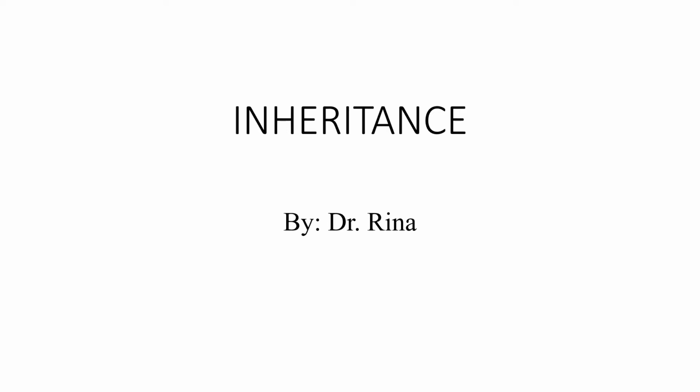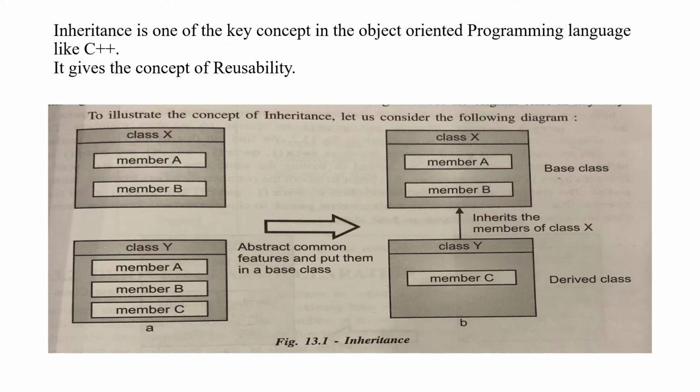So inheritance is what? It is basically a process in which we can create a new class from the existing one. Inheritance is one of the key concepts in object-oriented programming languages like C++, and moreover, it gives the concept of reusability. That means we have a base class having some data members and member functions, and we are reusing those data members and member functions in the derived class without rewriting the code.